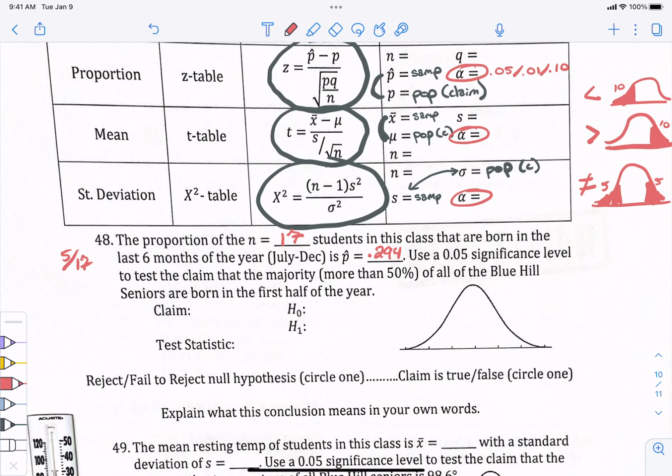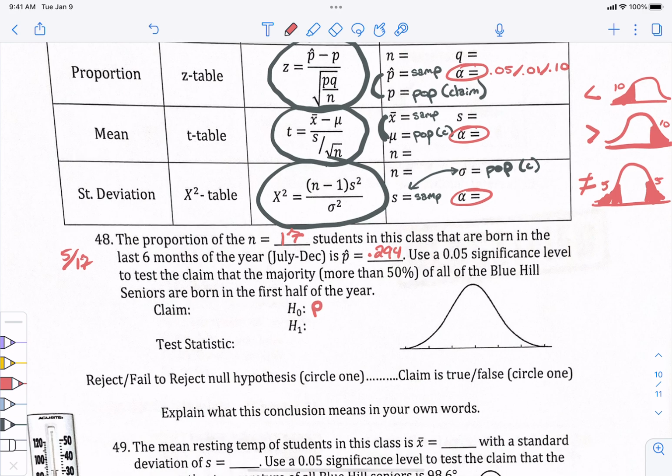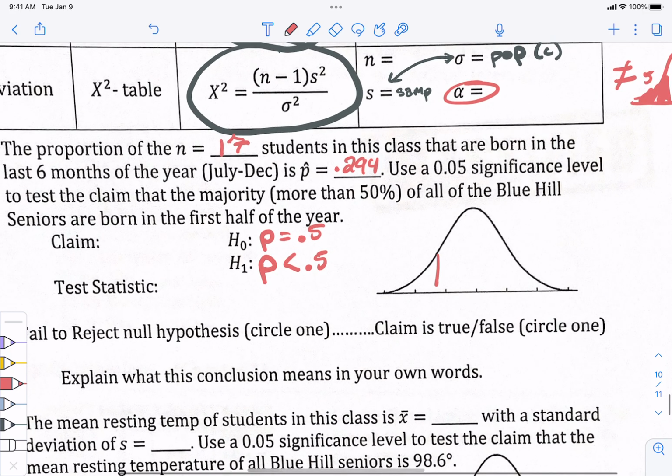So if the majority of seniors are born in the first half of the year, then P is what? In this case, it would be less than 0.5, because if the majority is born in the first half of the year, that means the minority is born in the second half, so less than 0.5. Then we'll do this tail here. Wait, so we're not doing the greater than? Because this number is based on the second half of the year, and we're saying the majority is born in the first half, so what we're talking about would be less than 50%. Does that make sense? Yeah.